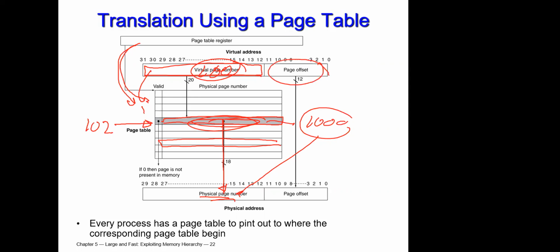The page offset here and the page offset here, as we already explained earlier, need to be exactly the same. Where is this located? This is located inside my main memory as well. My page table is located inside my main memory.